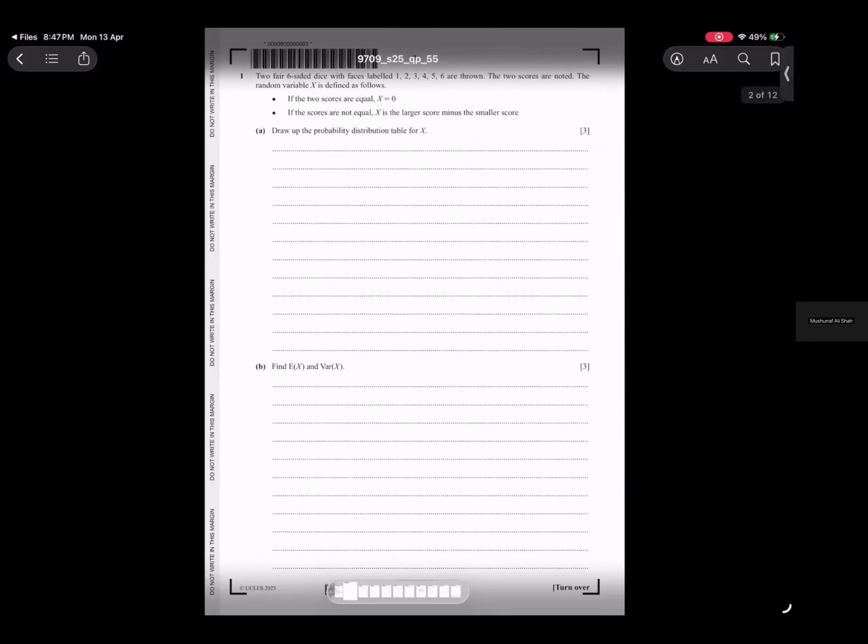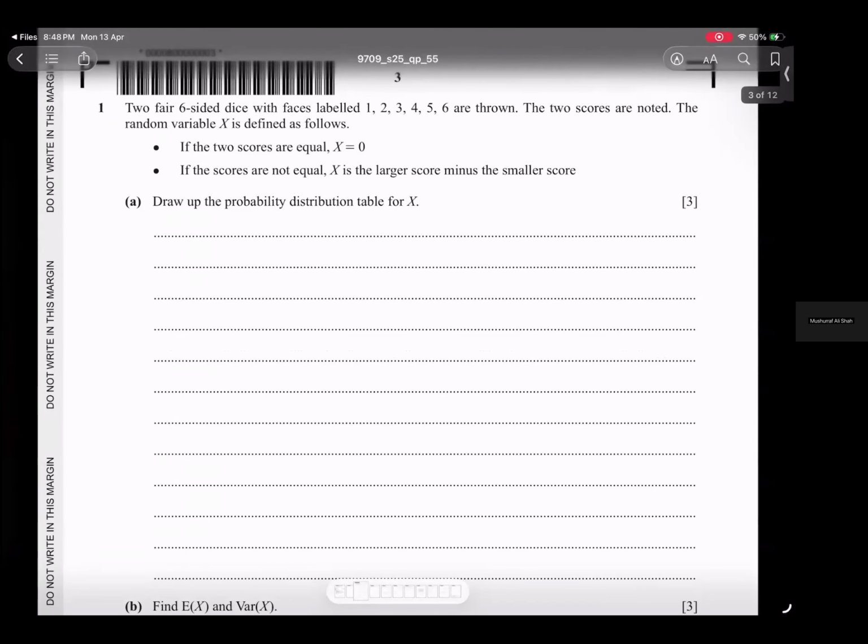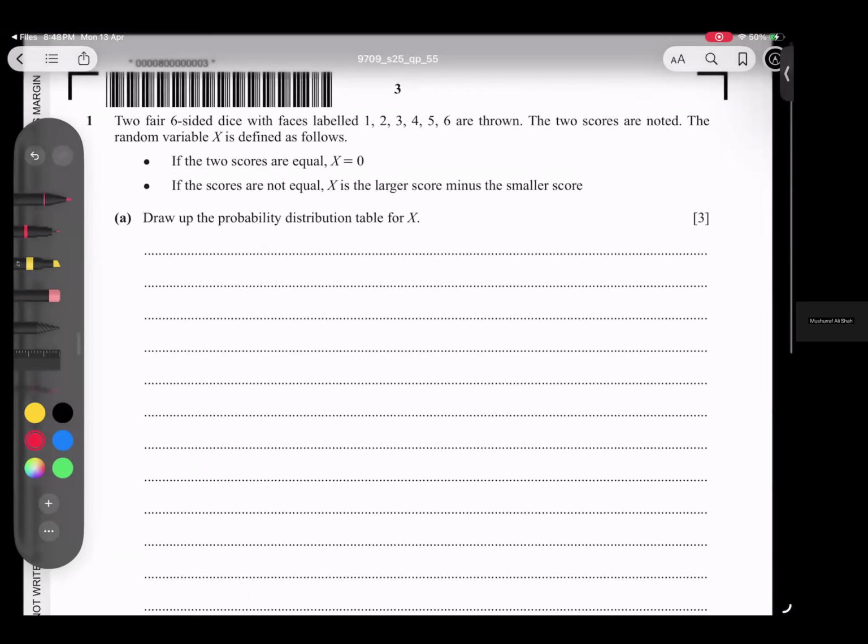We are going to start. And what a question number one, students. We have two fair dice with faces labeled 1, 2, 3, 4, 5, 6, thrown, and two scores are noted. The random variable X is defined as follows. If the two scores are equal, X is counted as 0. If the scores are not equal, then X is the larger number minus the smaller number. Okay, larger score minus smaller.